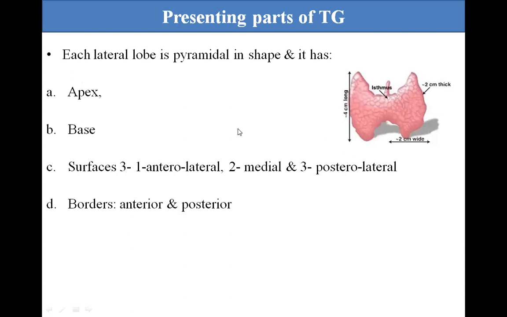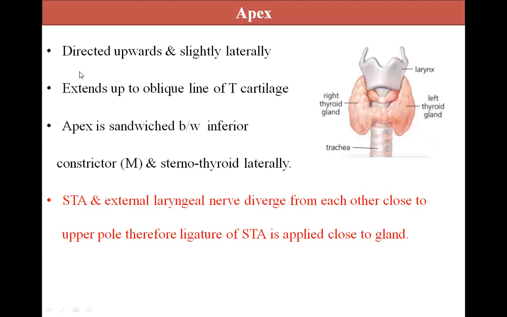Presenting parts of the thyroid gland. Each lateral lobe is pyramidal in shape and it has an apex, a base, three surfaces, anterolateral surface, medial surface, and posterolateral surface, and two borders, anterior and posterior borders. Apex. Apex of the thyroid gland is directed upwards and slightly lateral. It extends up to the oblique line of the thyroid cartilage. Apex is sandwiched between the inferior constrictor muscle and the sternothyroid laterally.